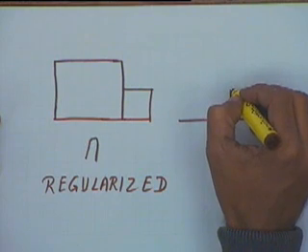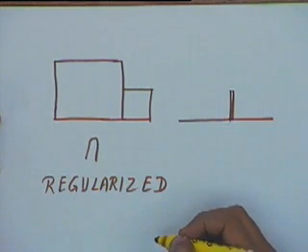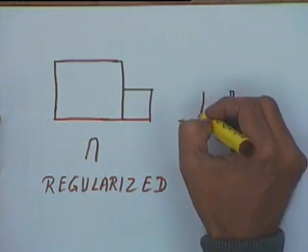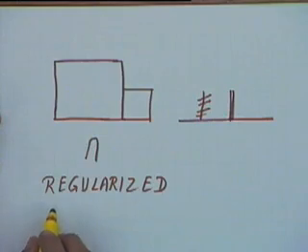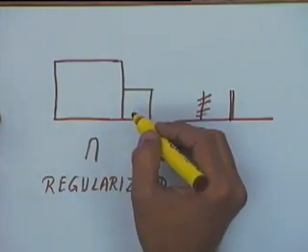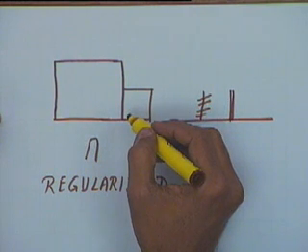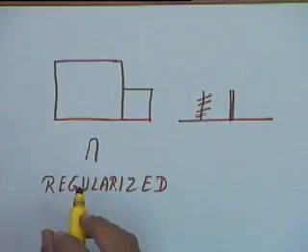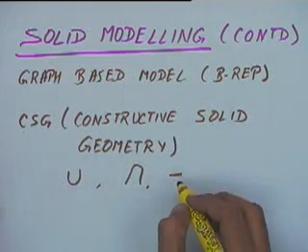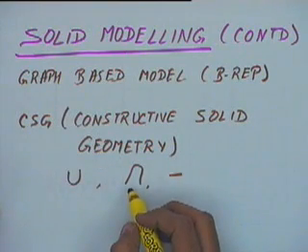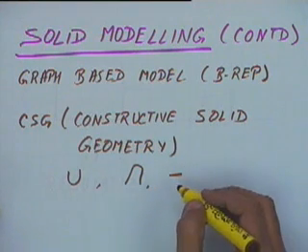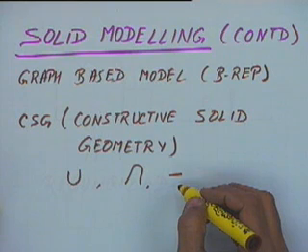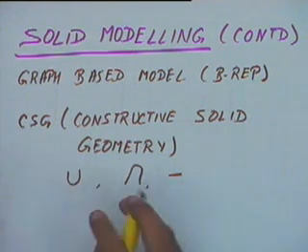Instead of this line, if it was a narrow rectangle, then it is alright, but if it is just a single line, that will be treated as not existing. So in a regularized Boolean operation, the final result has the same dimension as the initial result. Normally whenever we are talking of union, intersection and difference operations for a CSG model, we are always talking of a regularized union, regularized intersection and a regularized difference. So this is one difference between a normal Boolean operation and the operation that we use in CSG model.